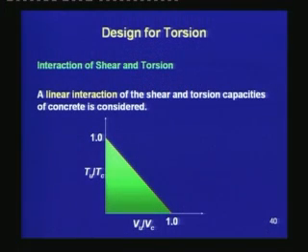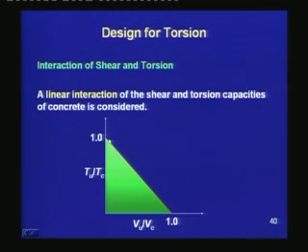Now, we are reducing the capacity of concrete to resist torsion and shear when both of them act together. This is done with the help of an interaction equation. A linear interaction of the shear and torsion capacities of concrete is considered. This figure shows that the ultimate shear Vu is normalized with the capacity of concrete to resist shear in absence of torsion. This variable is in the x-axis. In the y-axis, the ultimate torsion is normalized with respect to the capacity of concrete to resist torsion under pure torsion.